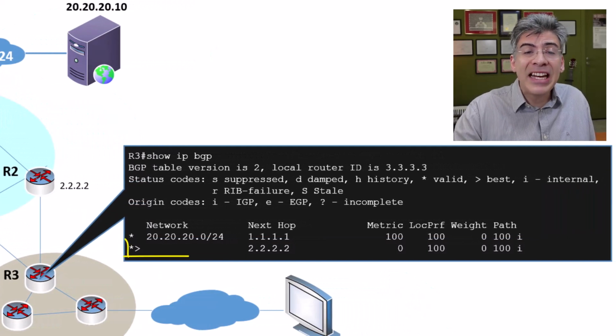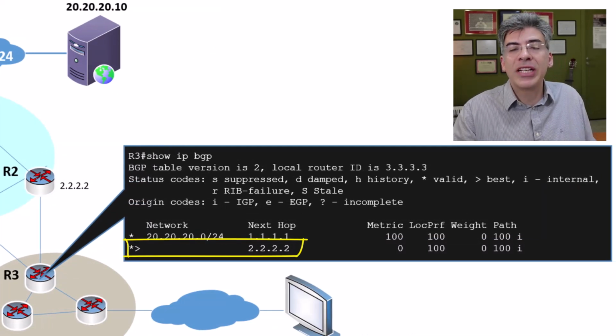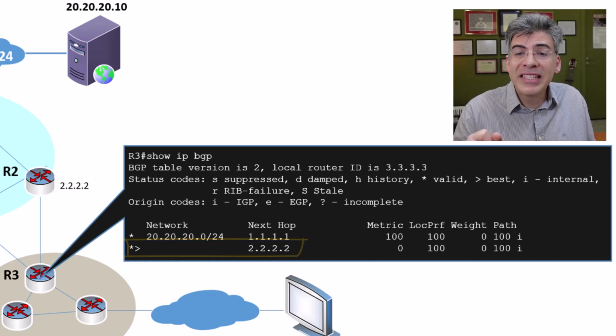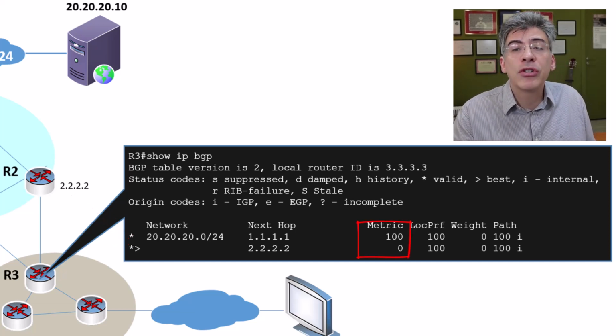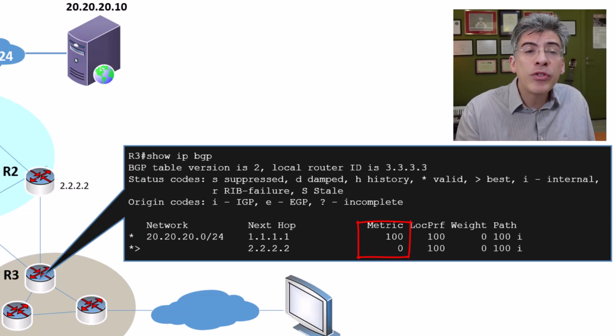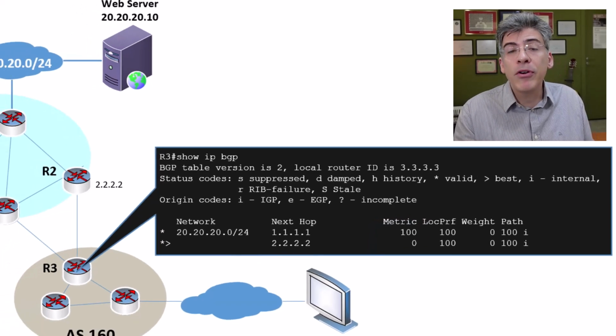Now you can see that R2 is now chosen as the next hop. And you can see this from the greater than sign that's indicated on that entry. Why is this the case? Because we see the value of the metric or the MED of R1 has changed to 100. And since R2's MED is lower, it's preferred.